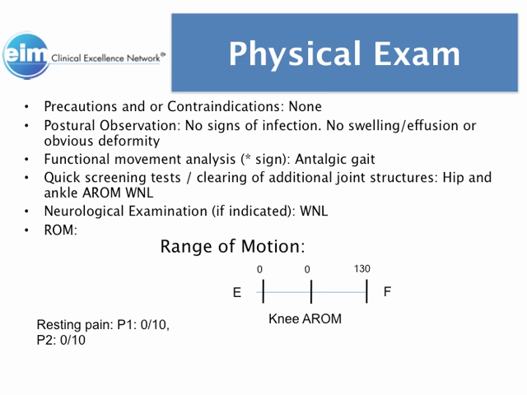Physical exam that we did, no contraindications, no precautions, as she's no longer in a non-weight-bearing state, being 16 weeks post-injury. Postural observation, no signs of infection, scar tissue looked good, no swelling, effusion, or obvious deformity. Functional movement, she did have some antalgic gait, spending a little less time in stance phase on that involved extremity. Quick screening test, we looked at the hip and the ankle, normal active range of motion within normal limits, and the neuro exam was within normal limits.